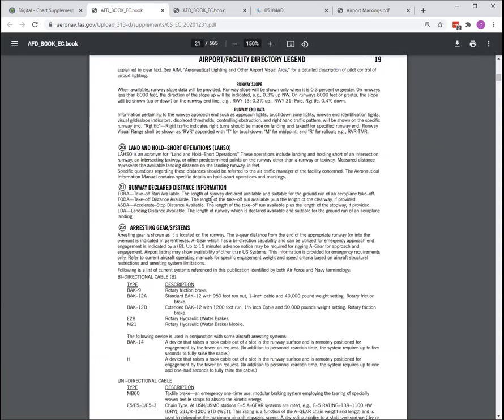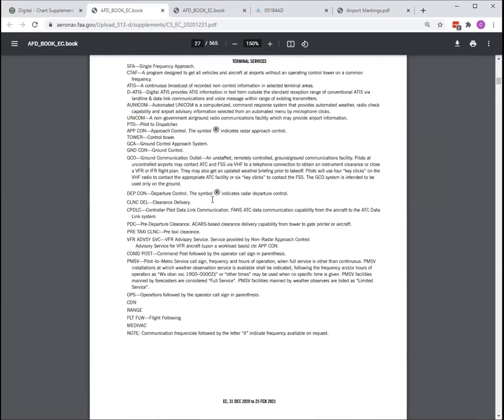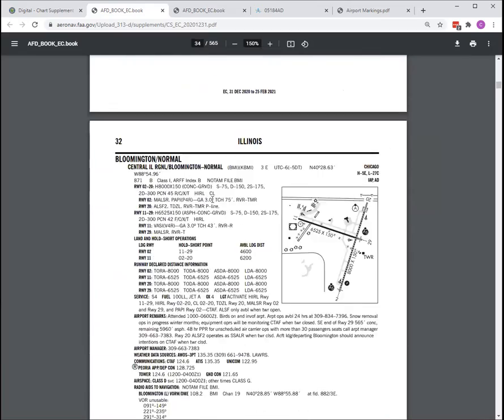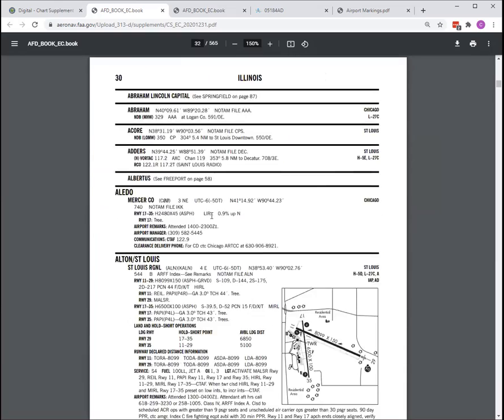Once you get past the example portion, you'll start getting into the actual chart supplement. Everything is organized alphabetically, first by state. Each of the states is at the top here, and it starts out with Illinois, since that's first in the alphabet. Then it lists cities, and if there are multiple airports in the same city, it'll organize those alphabetically. So it goes state, city, and then airport name.